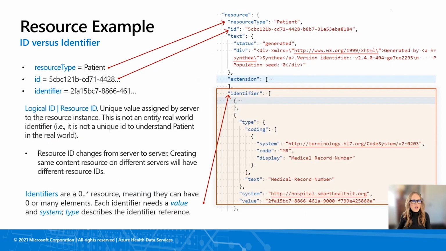Moving again here to see that in practice, up on the right, you can see that the code is defining the resource type as a patient. The specific ID is scripted out and assigned by the server.